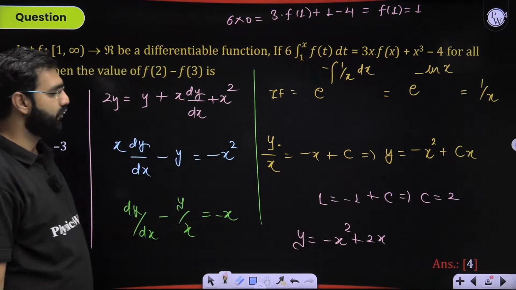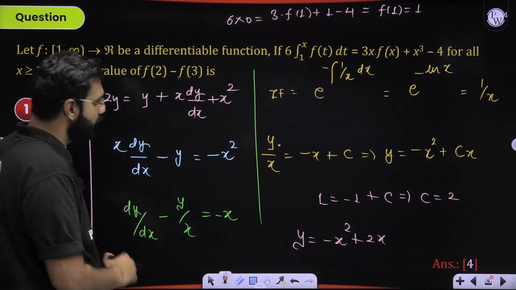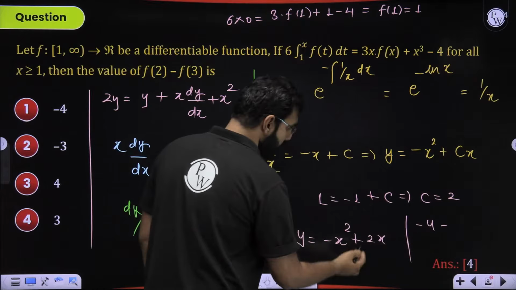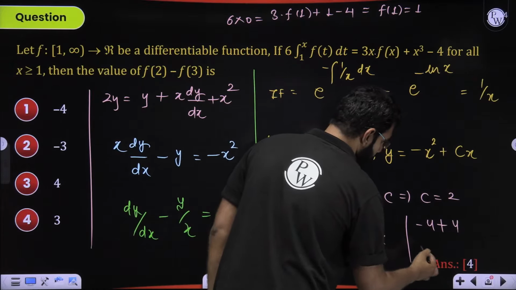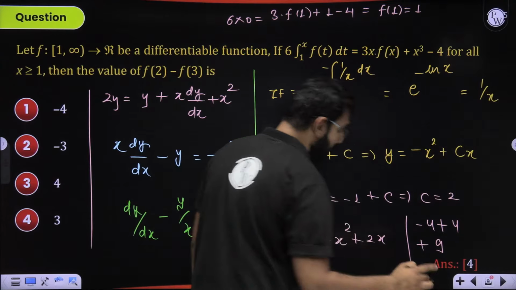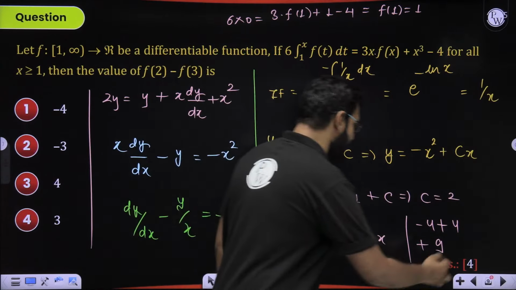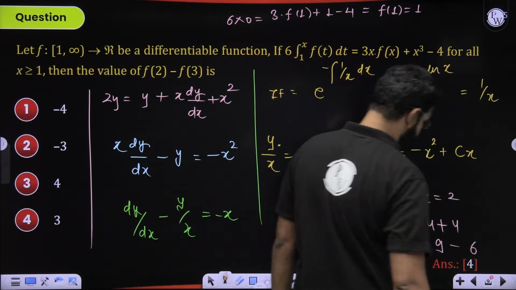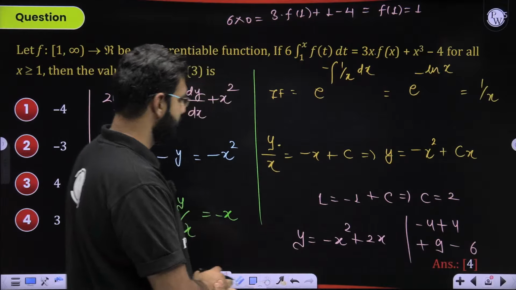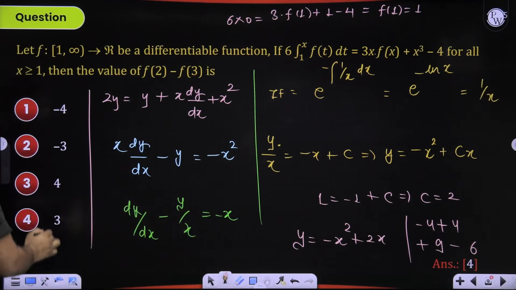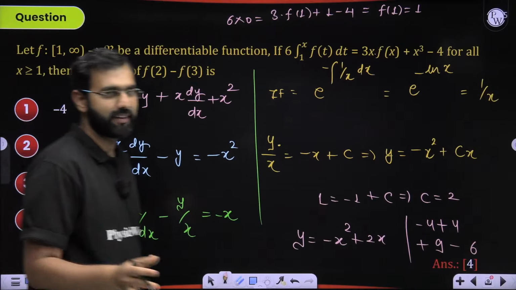So f2 minus f of 3, will you be able to do by yourself, or shall I do it? f2 is going to be what? It will be minus 4 plus 4. That's your f2. Minus f of 3. f of 3 will be what? Minus 3 square, that is 9, but minus minus plus, minus 2 into 3, that is 6. So your answer should be, why am I getting the answer as 3, where it is telling you the answer to be 4? I think option D is the answer, and option D is 3. So yes, the answer will be 3.